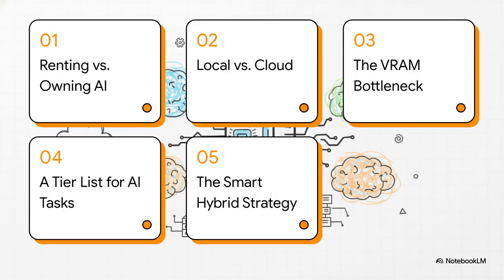So here's how we're going to break it all down. First up, we'll get into that whole renting versus owning idea. Then we'll put local and cloud AI head-to-head in a showdown. After that, we're diving deep into the VRAM bottleneck. Seriously, it's the most important piece of hardware you need to understand. Then we'll build a fun tier list for different AI tasks, and we'll wrap it all up with a smart hybrid strategy that gives you the best of both worlds.